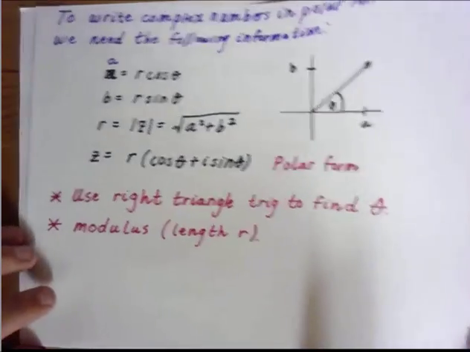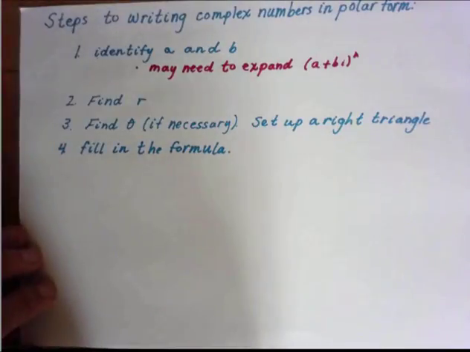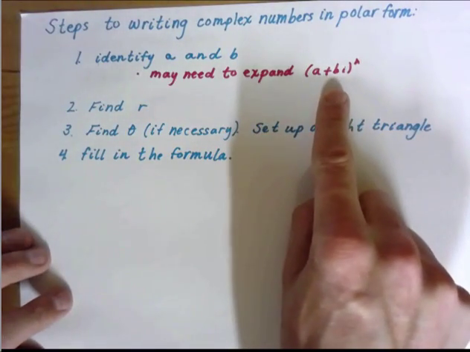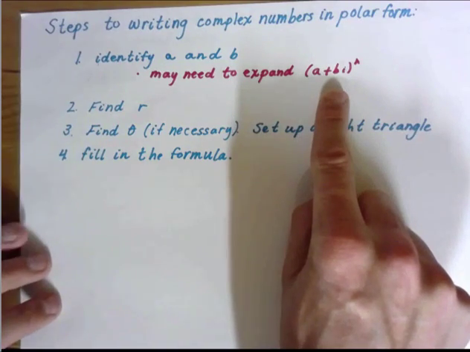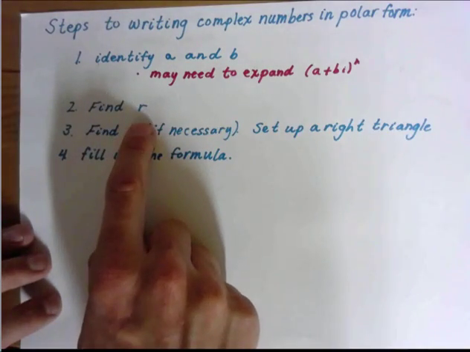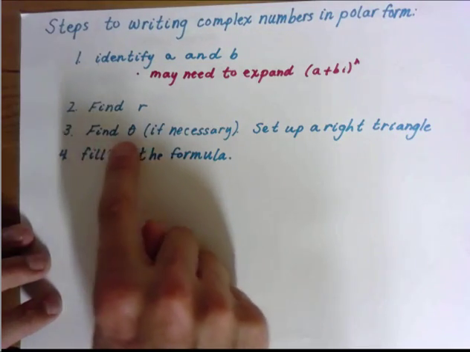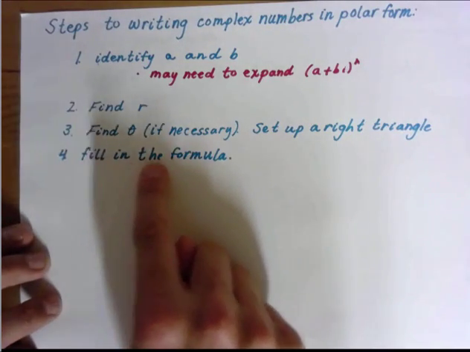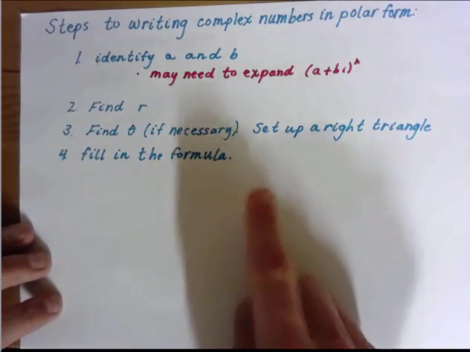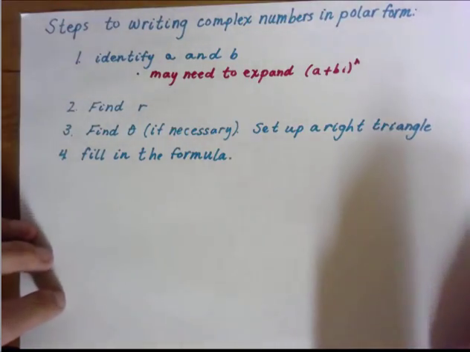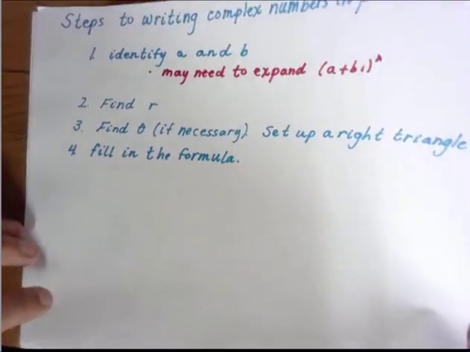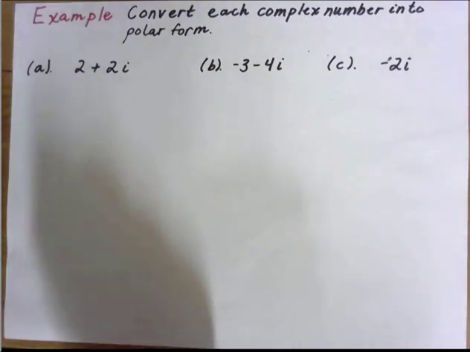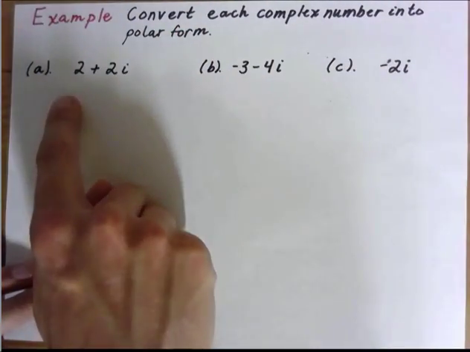When I do these types of problems, I like to do the following things. I identify my a and b. Sometimes I may need to expand, depending on what type of complex number I'm given. I like to find r, then I like to find theta, and this will probably be the most tedious step. And then the last part is you just fill in the formula: z equals r times the quantity cosine theta plus i sine theta. We're going to present three examples, not all in the same video because that will run a little bit long, but we're going to convert each of these numbers into polar form.